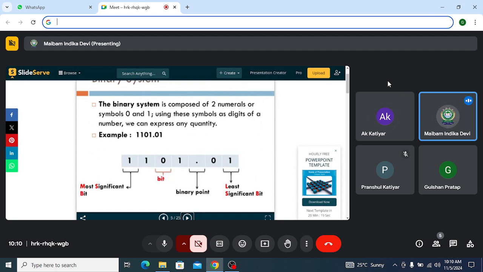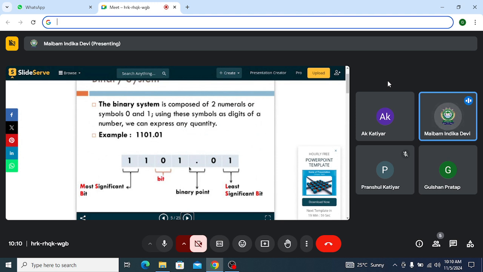Now that is about decimal. Now coming to binary. So binary has only two values to represent any number, that is 0 and 1. Whenever you want to represent or denote any number, you have to denote it by using only 0 and 1. Okay, so let's say we have an example.